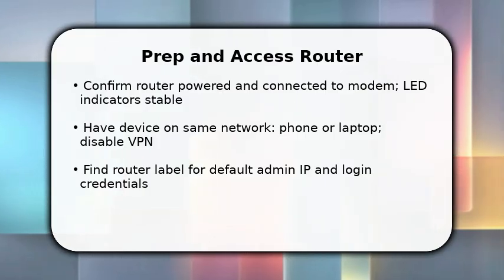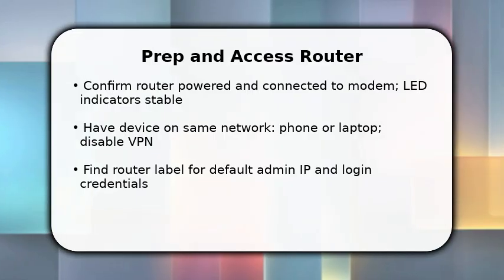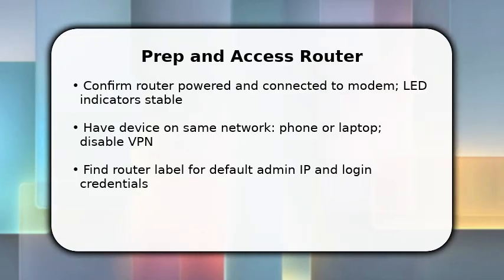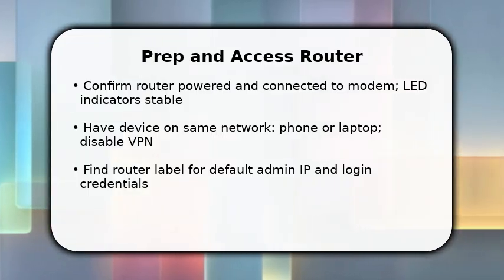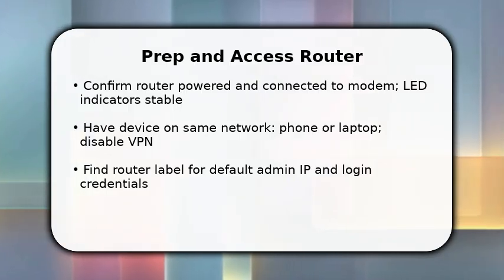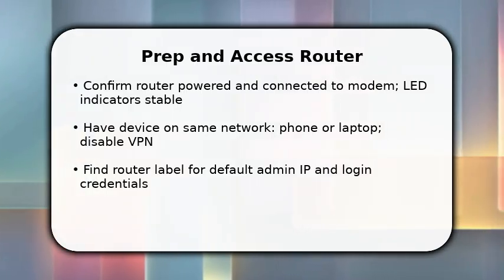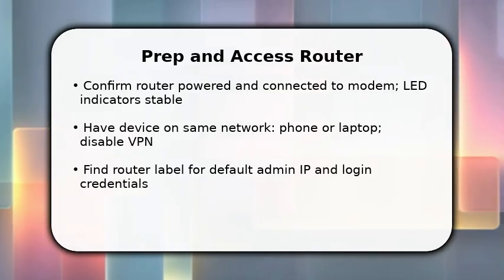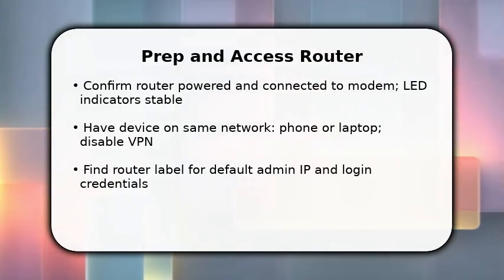You start by getting immediate access to the router's admin interface. Connect your laptop or phone to the same Wi-Fi network and disable any VPNs so you reach local devices. Look at the router label or bottom sticker for a default admin IP like 192.168.0.1 and an admin username. If you changed credentials, prepare them.